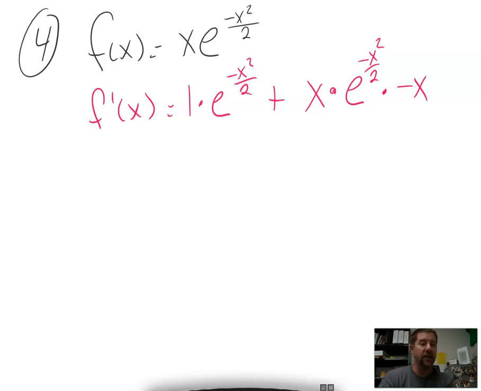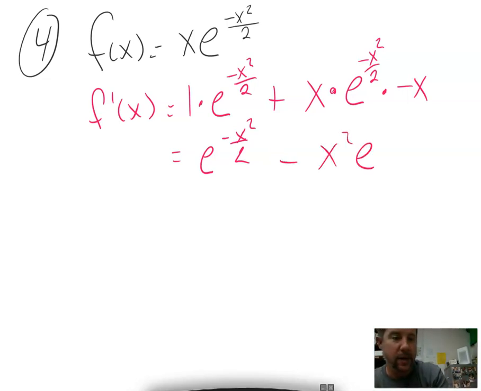e to the u, e to the negative x squared over 2, times u prime. The derivative of negative x squared over 2 is negative x. And now I want to simplify this: e to the negative x squared over 2 minus x squared e to the negative x squared over 2. And we're going to want to set this equal to 0 to find our critical values.